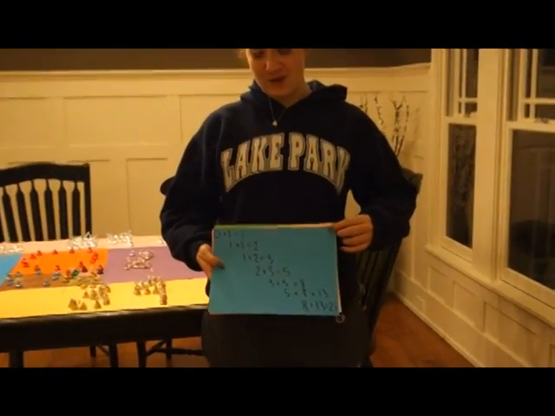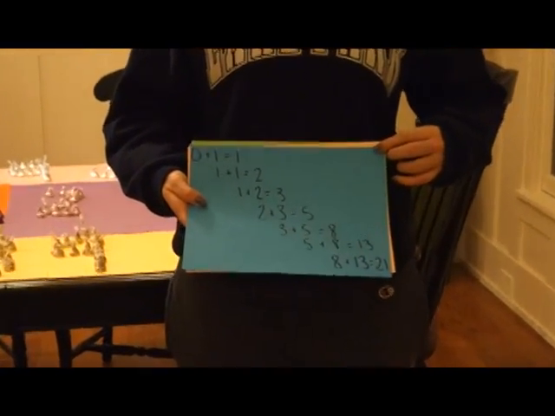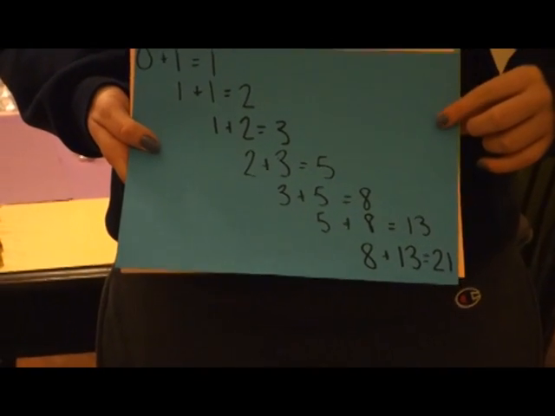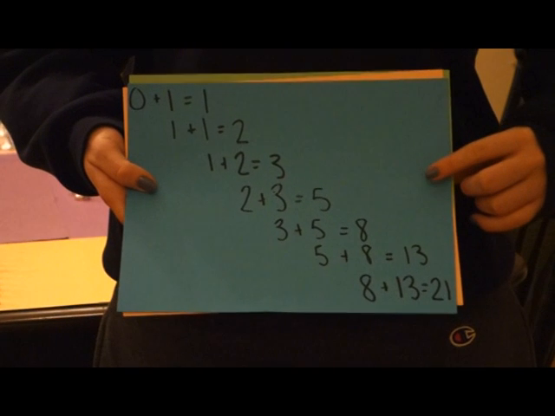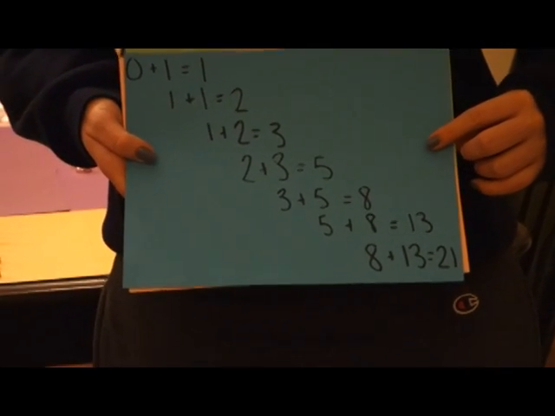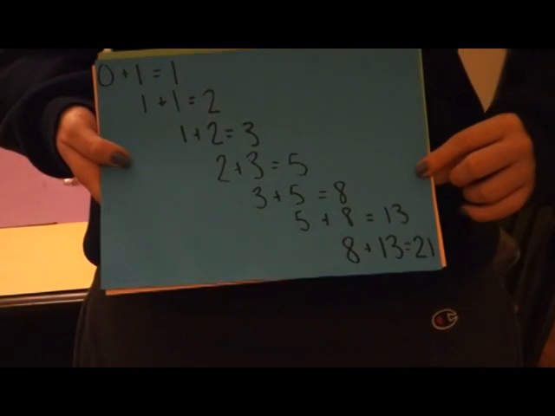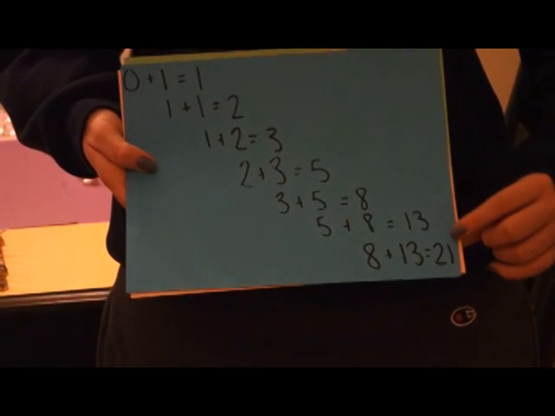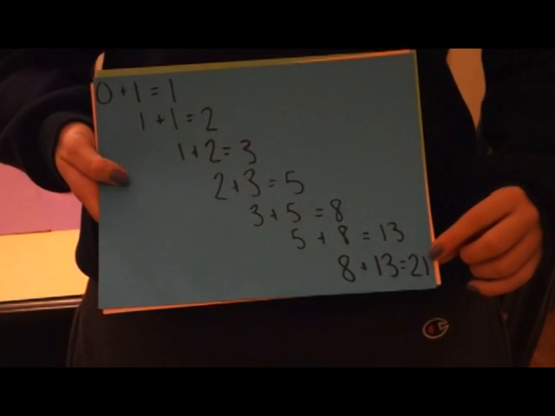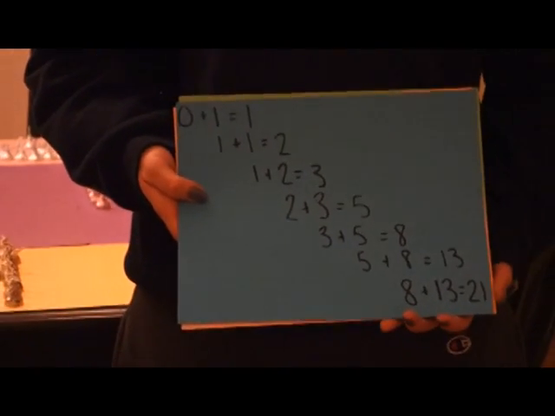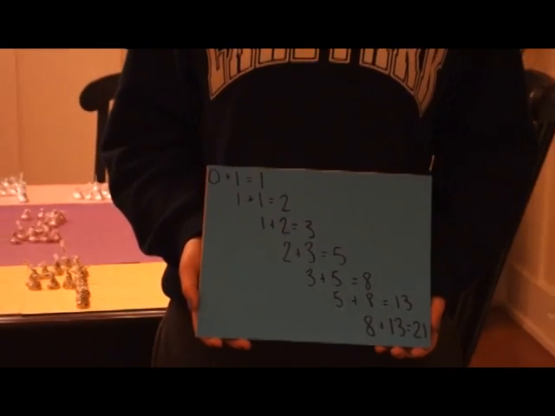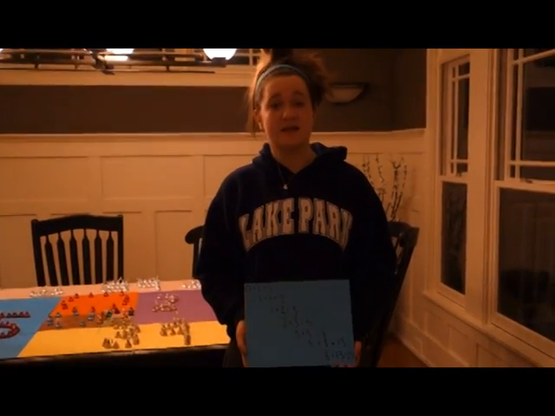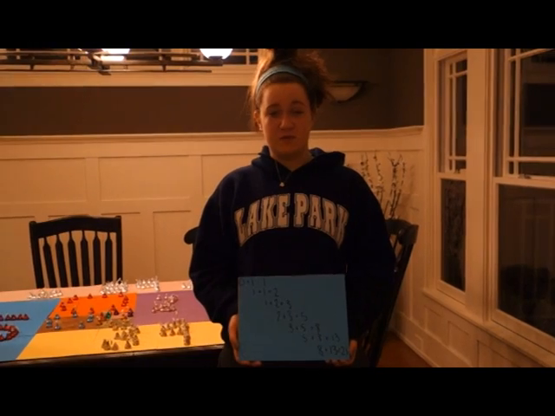The numbers go 0 plus 1 equals 1, 1 plus 1 equals 2, 1 plus 2 equals 3, 2 plus 3 equals 5, 3 plus 5 equals 8, 5 plus 8 equals 13, 8 plus 13 equals 21, and it goes on into infinity. This sequence is found throughout nature and can be applied to many mathematical problems that deal with real life.